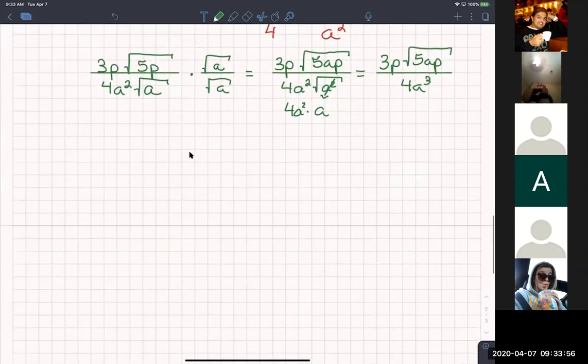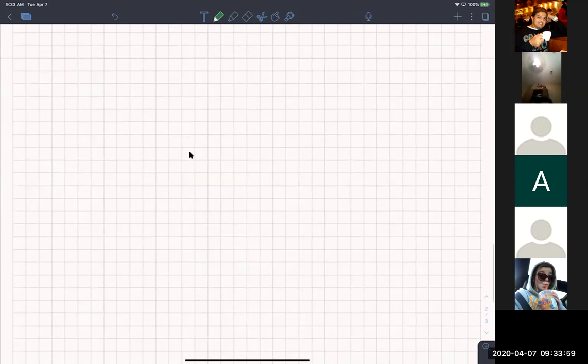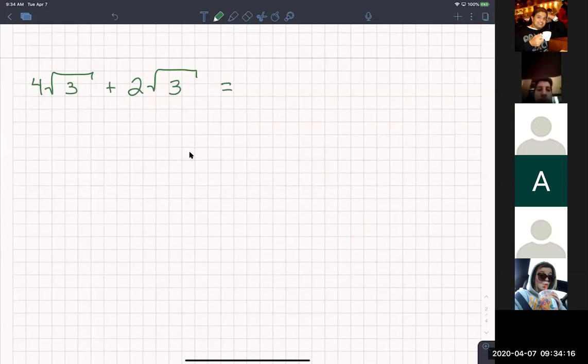Now, let's look at adding and subtracting. When I add these, what do I get? Remember, how do I add radicals? Anyone? Isn't it like, if it's the same radicand, that you just add the first two numbers?